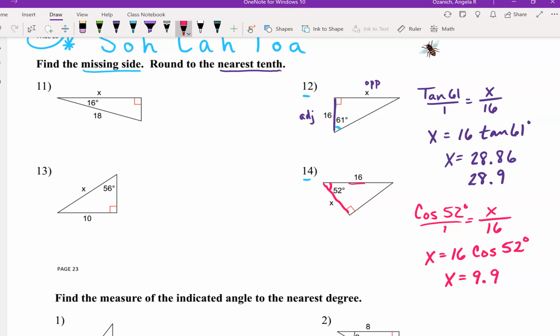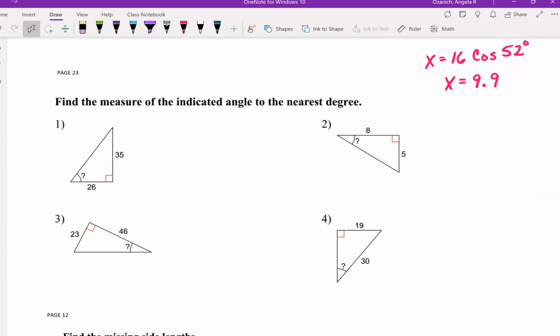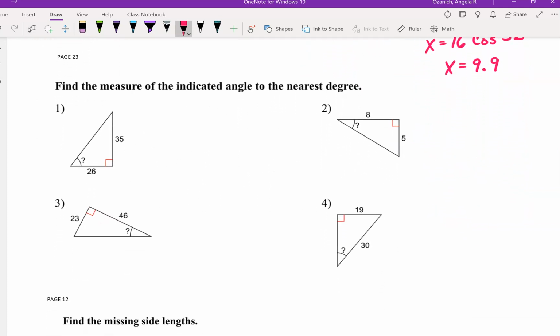All right. Moving on, if you need time to process or to pause and get organized, certainly make good use of that time. We're moving on to problems that you'll find on page 23 of your workbook. And in this case, we're working backwards. This is a working backwards situation, and we are going to try to find the angle given these two sides. The two sides I see here from my reference angle are the opposite and the adjacent.